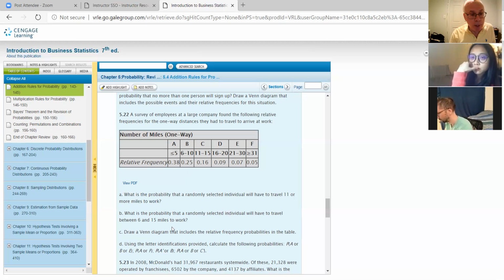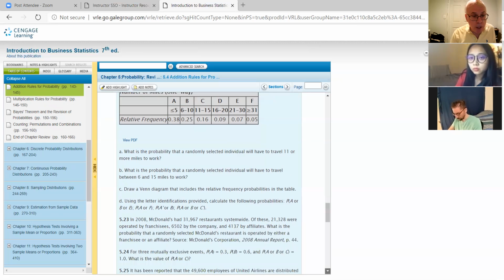B, what is the probability that a randomly selected individual will have to travel between 6 and 15 miles? Lon, what do you think? Between 6 and 15 miles? 0.41. Right. The sum of these 2 categories, B and C. That's right. 0.25 plus 0.16 gives you 0.41.